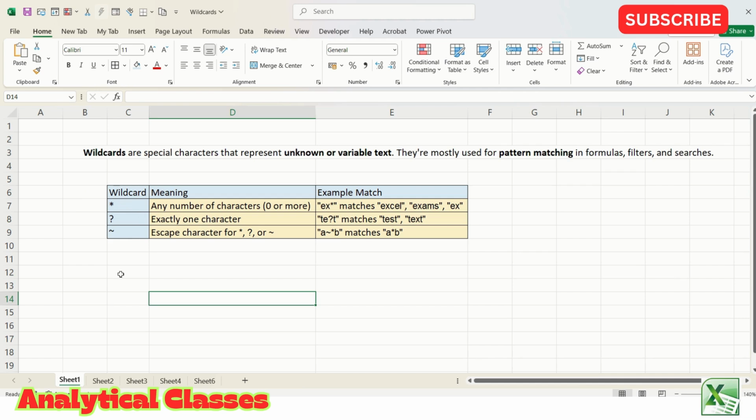So what does the asterisk denote? Any number of characters, 0 or more. Like you can see over here, Ex asterisk matches Excel, Exams. It means if you don't know how many characters will be there after a certain pattern, then you can use the asterisk. When you know exactly one character is missing, or you want to search for exactly one character, then you have to use the question mark. So Te question mark T matches Test and Text.